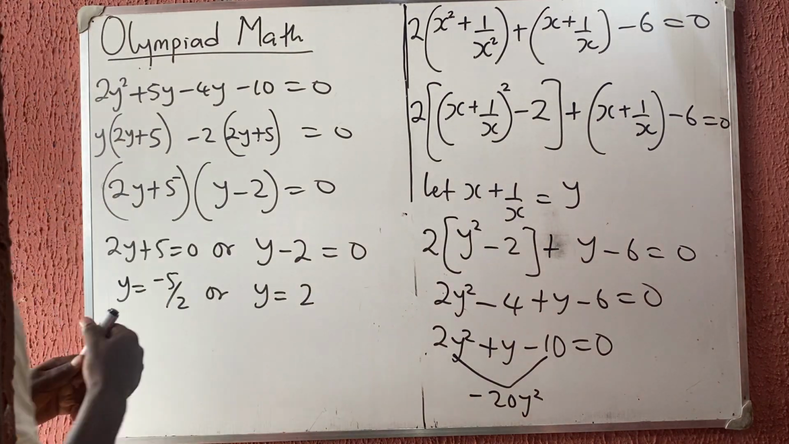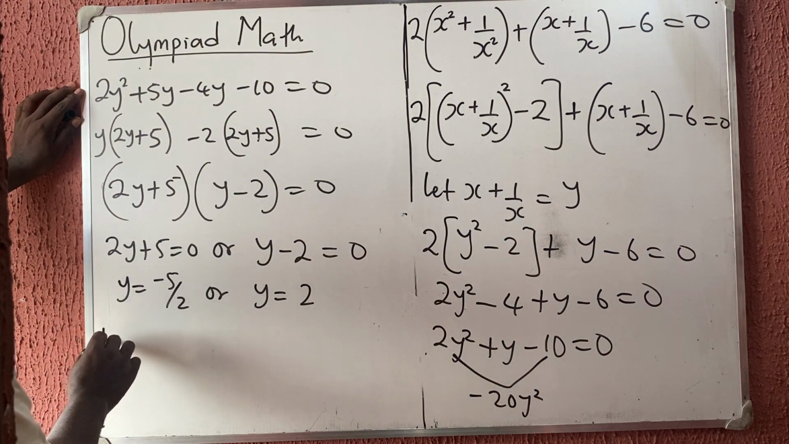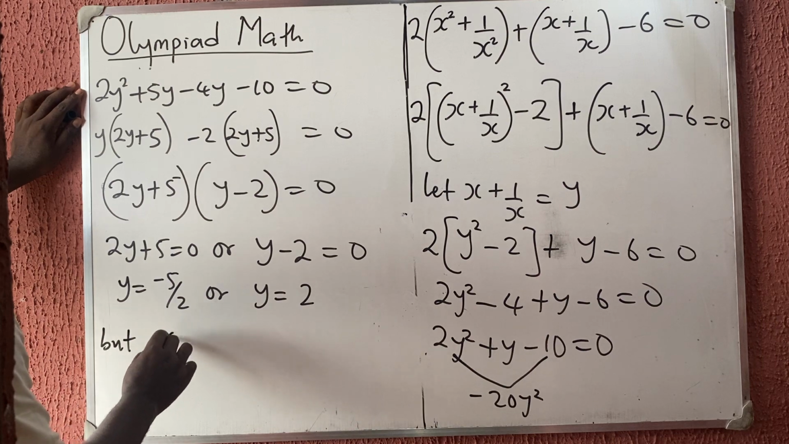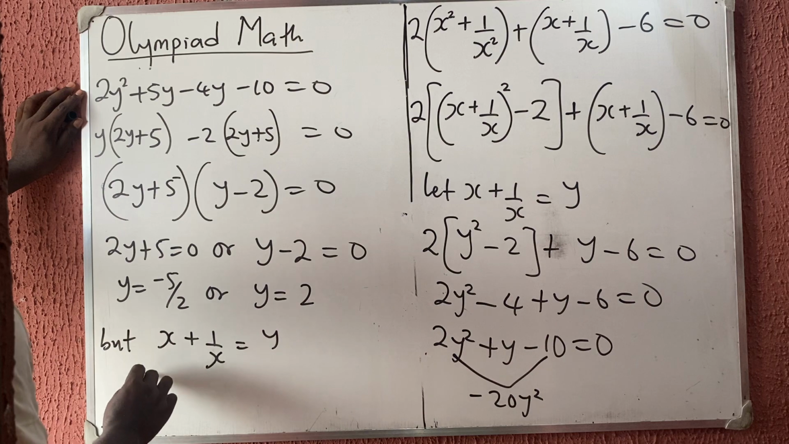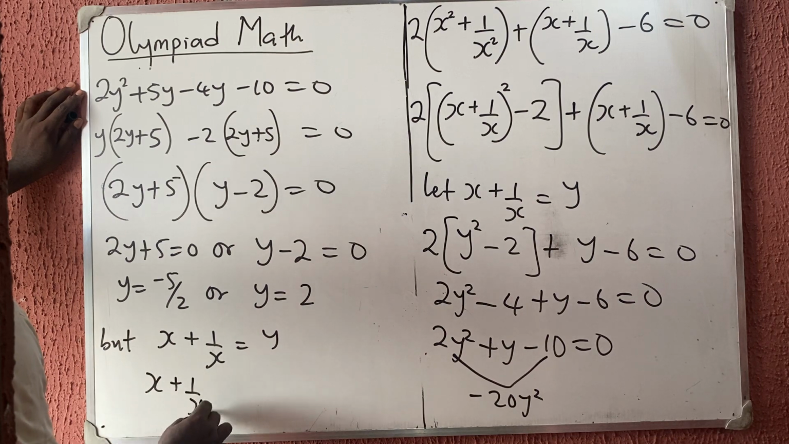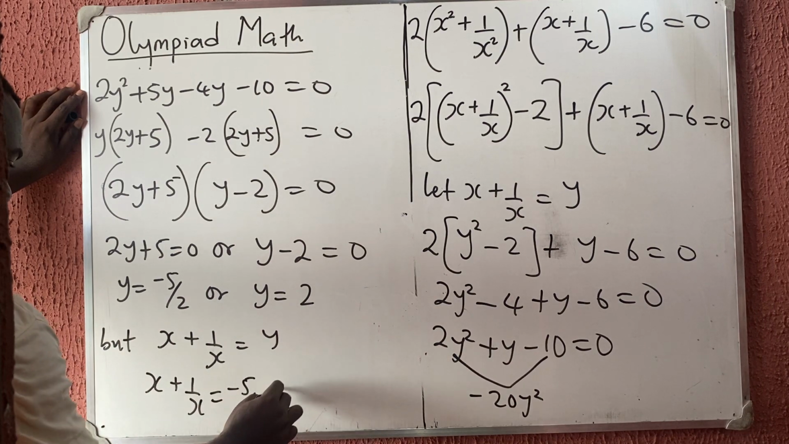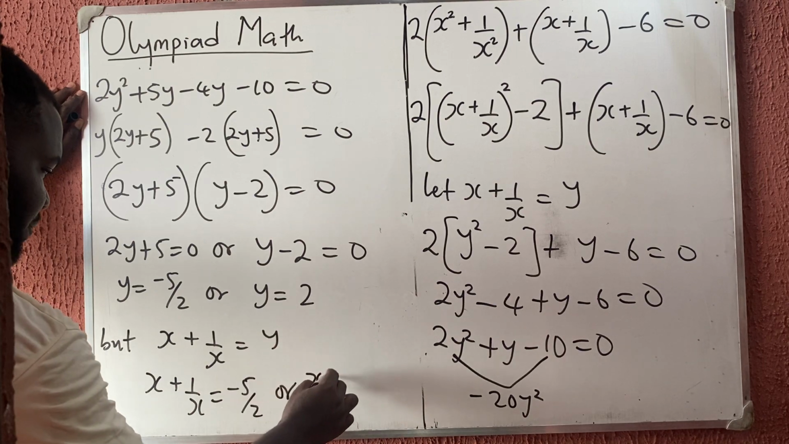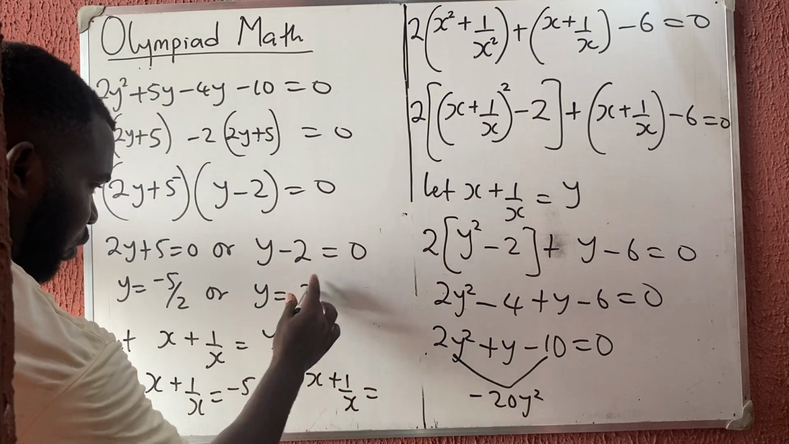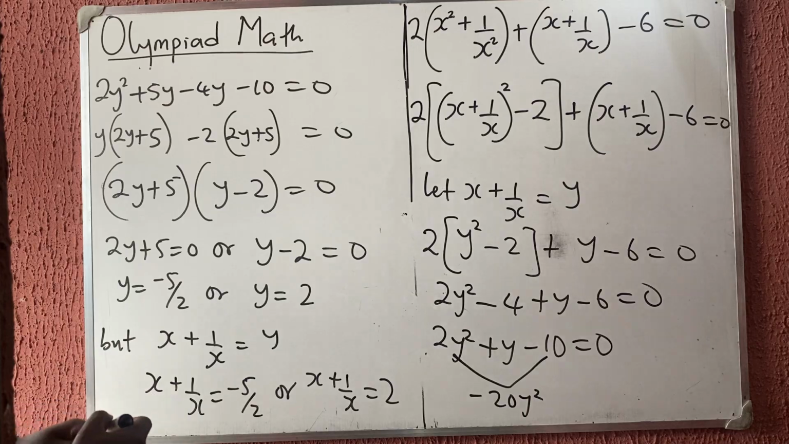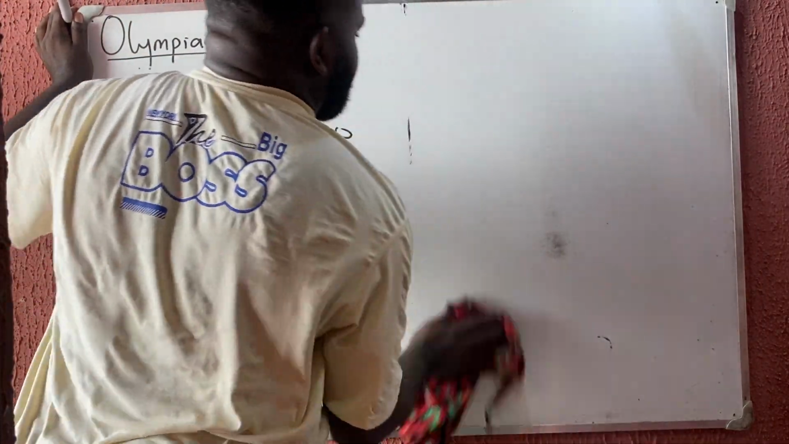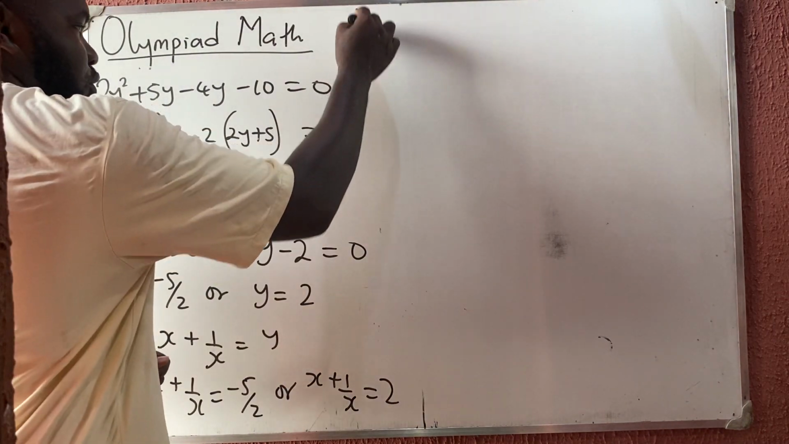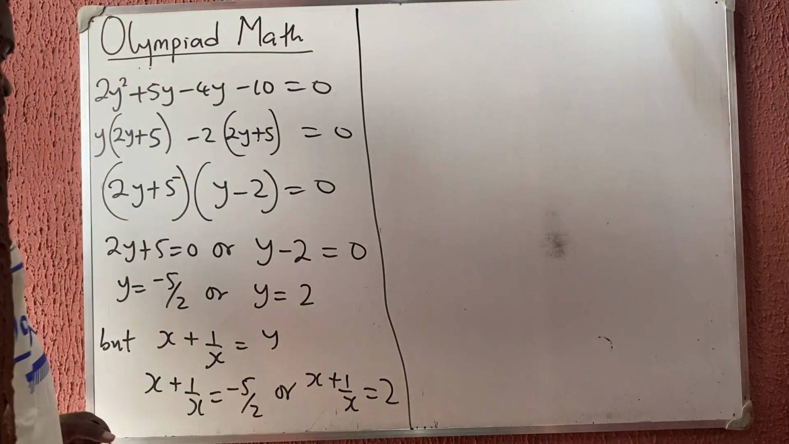But the problem here is that I'm not looking for y, I'm looking for x. But don't forget that we said x plus 1 over x is equal to y. Is it not true? So it means that x plus 1 over x is equal to minus 5 over 2, or x plus 1 over x is equal to 2. So now let us solve this. If I solve the first one and the second one, I get the 4 answers, because that polynomial is raised to the power of 4. So we are supposed to have 4 answers.